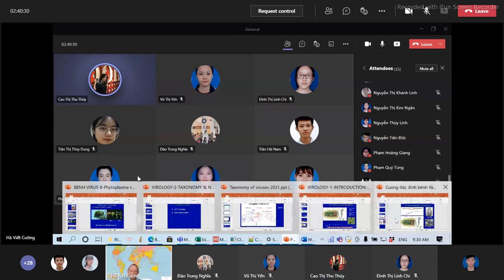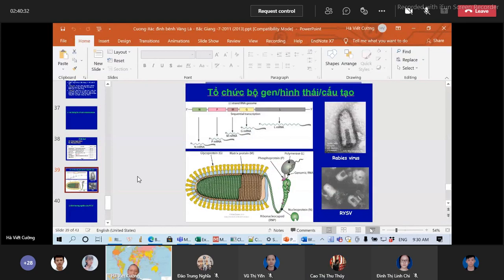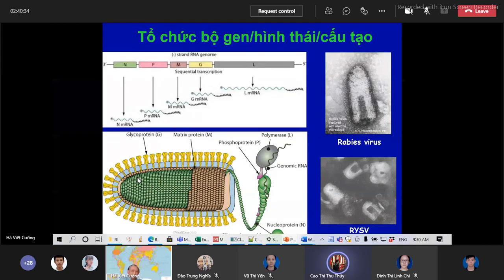Giải thích đi. Dựa trên cái này. Giải thích easy. This is a non-coding sense and is a template for mRNA synthesis. Non-coding sequence serves as a template for translation. Template for synthesis of mRNA.